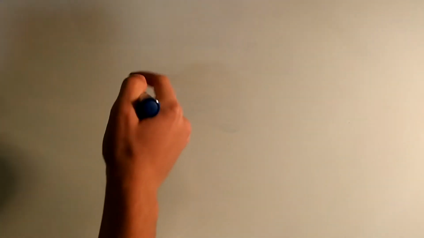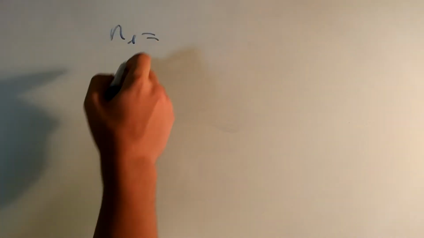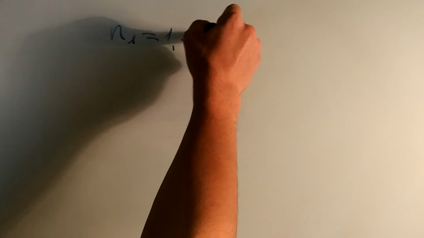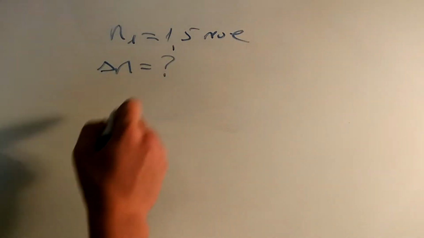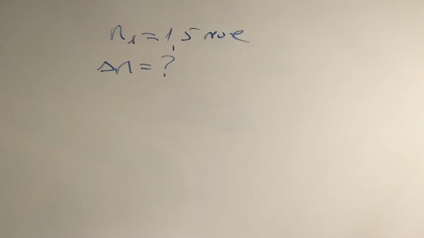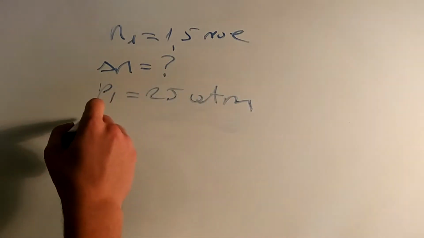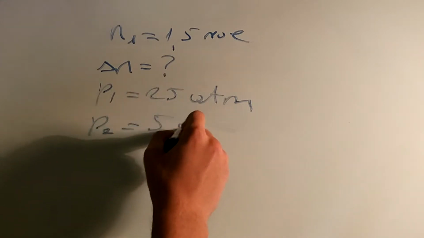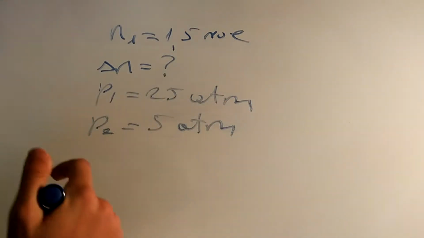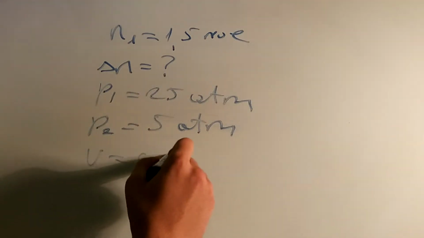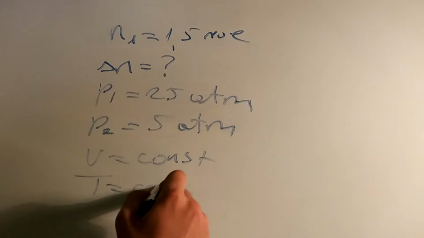Okay, so it says that during that process the temperature and the volume of the gas remain constant. So let's see what we have. At first the number of moles is 1.5 moles. Then we're looking for the amount of gas that should be extracted from the tank. The initial pressure is 25 atm, the final pressure is 5 atm, and we know that the volume is constant and the temperature is constant.